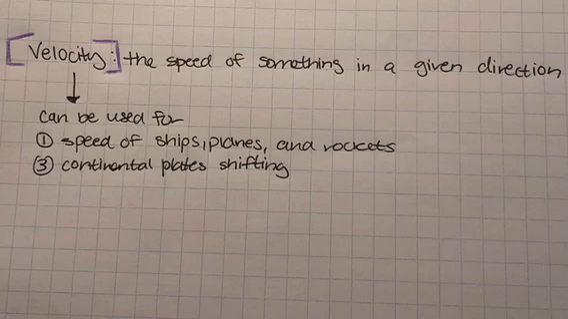Velocity is the speed of something in a given direction. It can be used for the speed of ships, planes, rockets, and other things. Also, an interesting fact I found was a lot of times velocity is used to calculate the continental plates that are shifting.